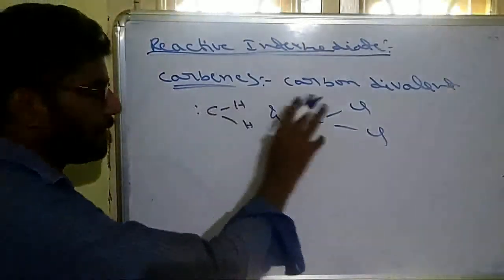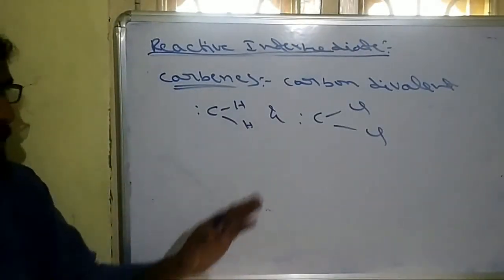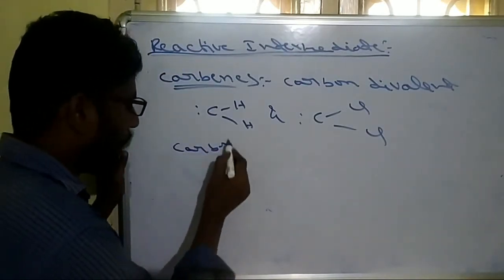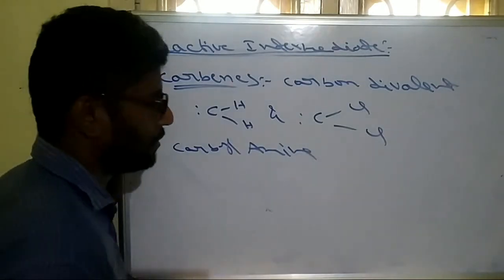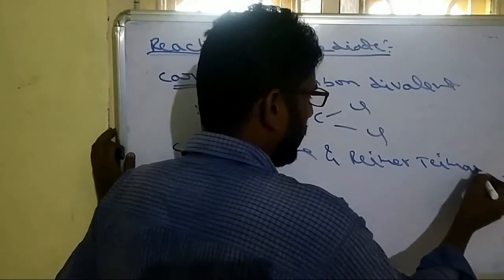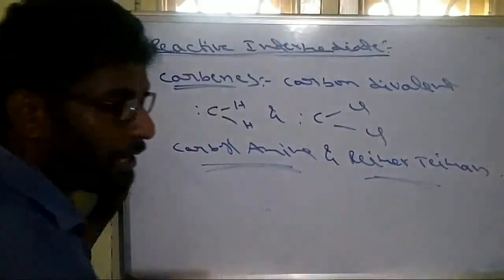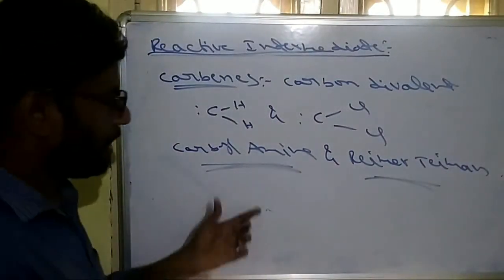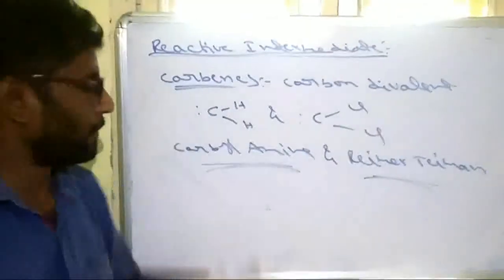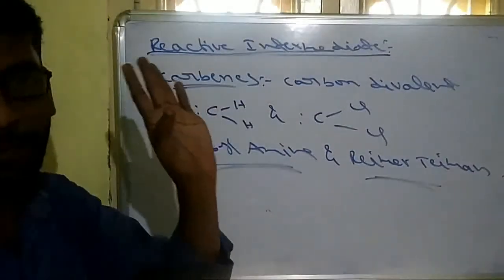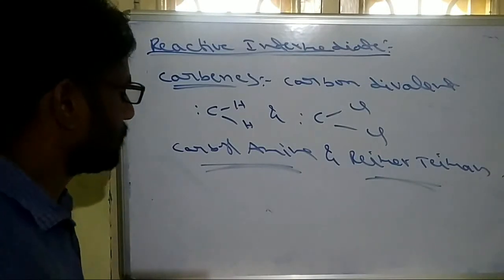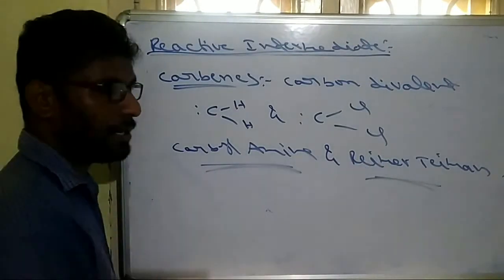So carbenes are reactive intermediates. You will study these intermediates in the carbylamine reaction, and also in the Reimer-Tiemann reaction. These 2 reactions are important, in the amines chapter and in the alcohol chapter. Both reactions involve carbenes. So carbenes means carbon divalent. Remember it: wherever carbon has 2 bonds, that is called a carbene.